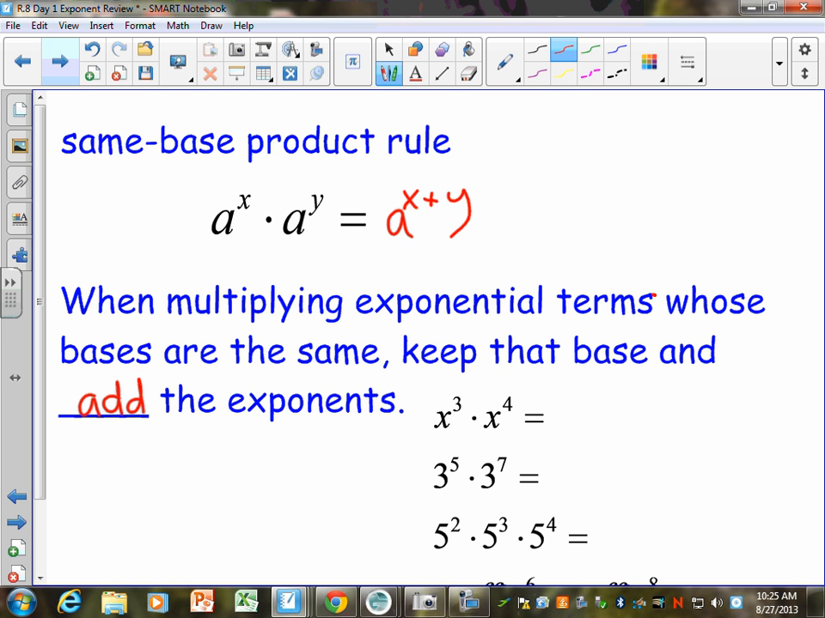And so on today's homework, they're not going to be as simple as this. We're going to do some ones like your homework in a minute. But if you see x to the 3rd times x to the 4th, that means there's 3 x's and 4 x's, so that means that there are just 7, or x to the 7th.